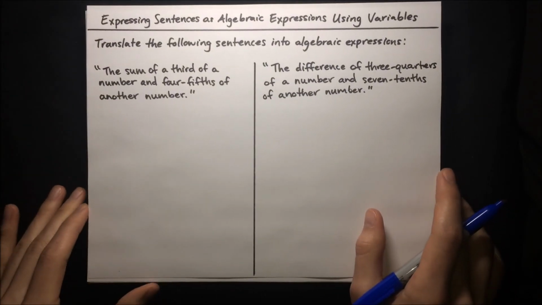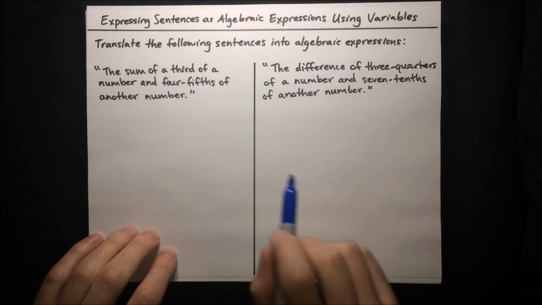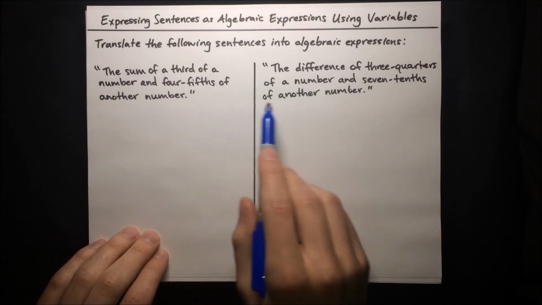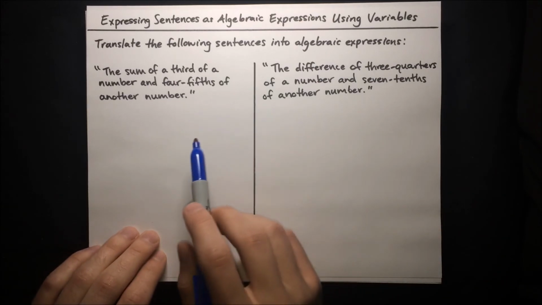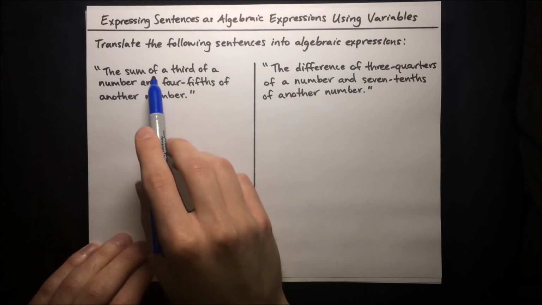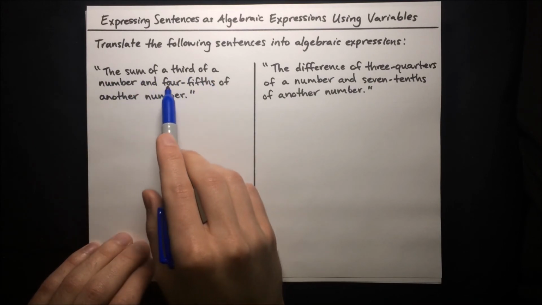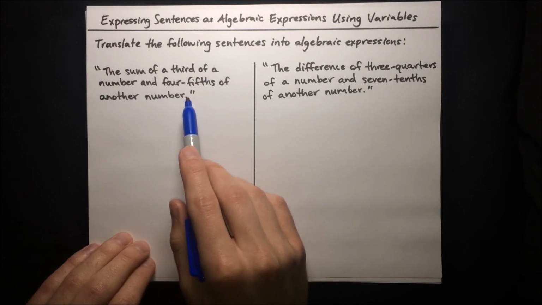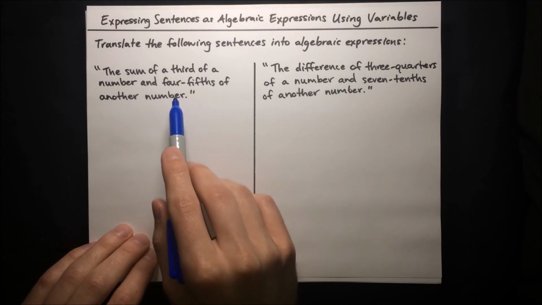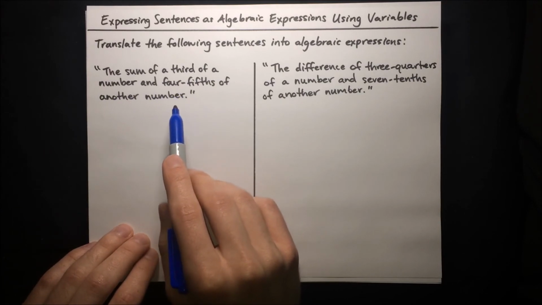Here's our last set of examples. We've got two sentences. Both of them are pretty long compared to what we've been dealing with. So the first sentence, the sum of 1/3 of a number and 4/5 of another number. Let's start assigning numbers and variables and operations here.